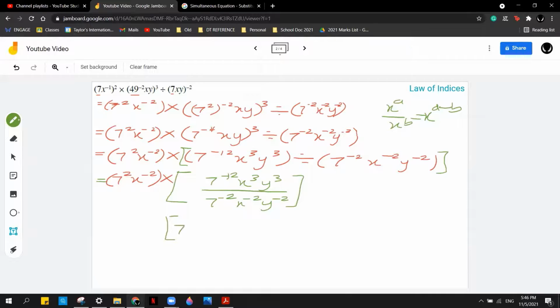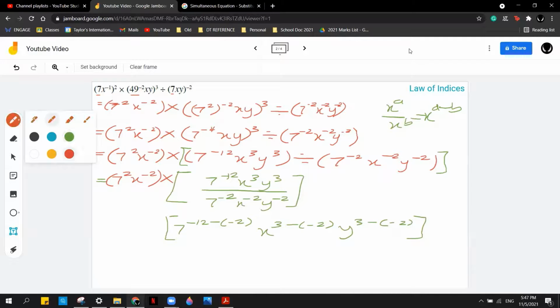It's just 7 negative 12 minus negative 2, x power 3 minus negative 2, and then y power 3 minus negative 2. So this whole thing is going to be distilled down to this manner, and our friend here on the side, nothing is happening. We just leave it as it is, 7 power 2 x power negative 2. Leave it in a bracket, do not do anything, just times.